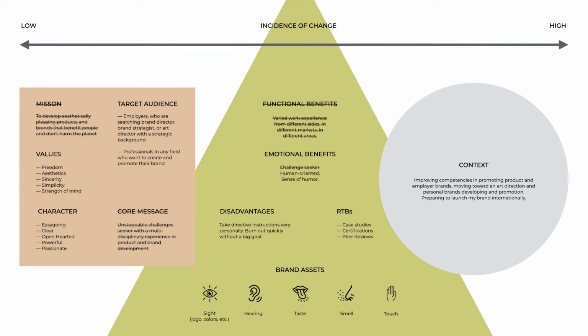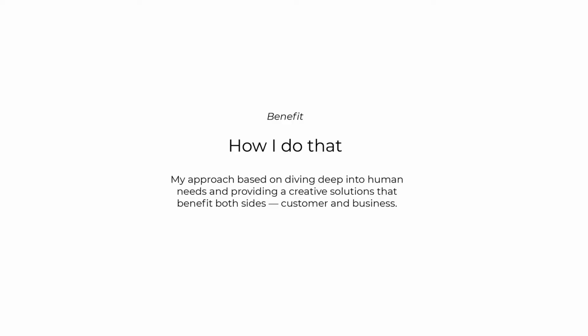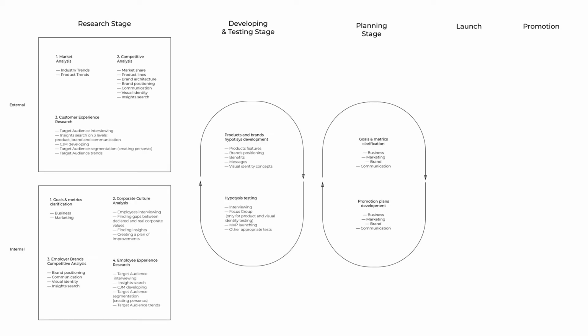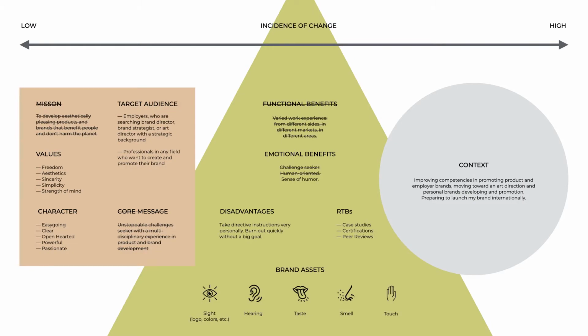On the next screen, I'm going to answer the question how I do that, showing my approach in outline. In that way, I'm showing emotional benefit, human centricity, and a reason to believe that reinforces my functional benefit about my ability to work in a variety of markets. Let's mark that point as mentioned and go to the next screen, why you can trust me.